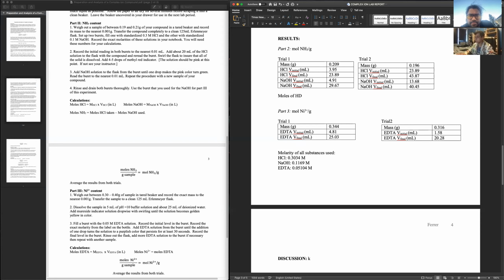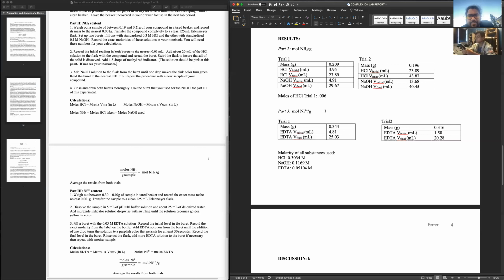For HCl for trial 1. It should be 0.006, right? Yeah, that's what you got. Even though there's more digits, it should just end at that. Okay, cool. Now do the same thing for NaOH.